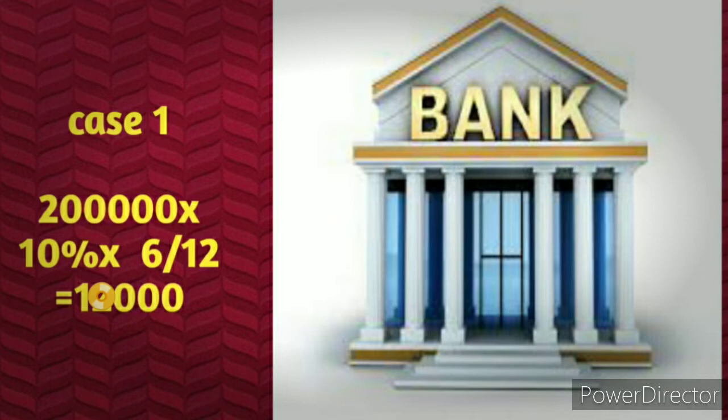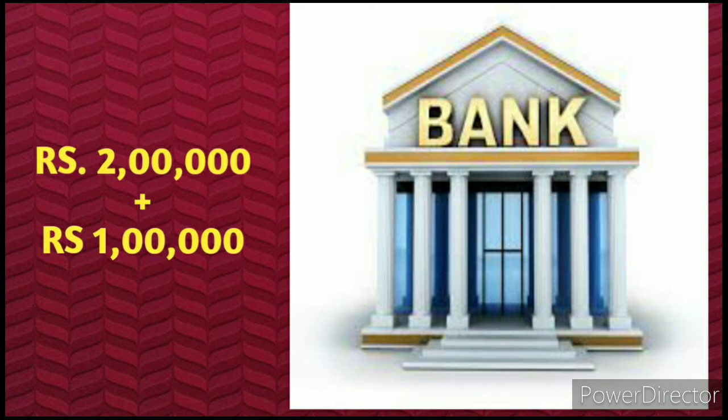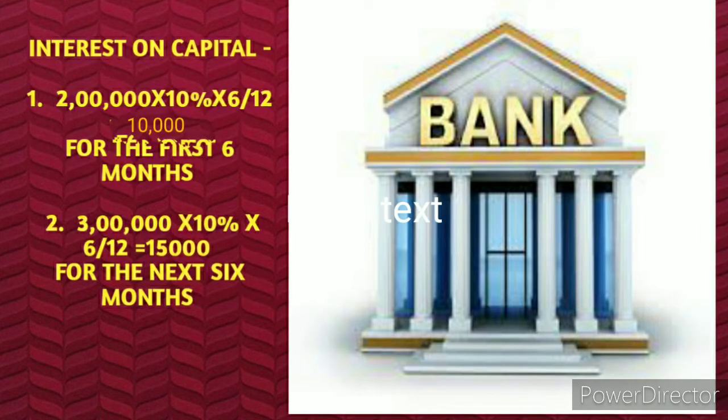Now our capital is not 2 lakh, now our capital has become 3 lakh. Interest will be made on the next 6 months on a total of rupees 3 lakh. We calculate it as 3 lakh multiplied by 10%, that is again our interest rate, multiplied by the next 6 months, and it will be rupees 15,000.